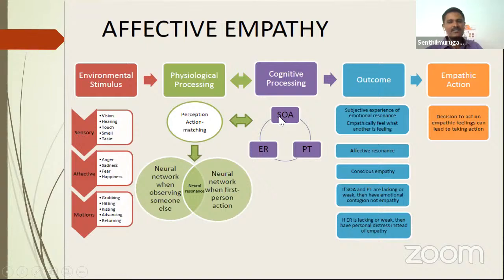SOA means self-other awareness, PT means perspective taking, and ER means emotional regulation. So first, let me explain what SOA, self-other awareness, is. Yes, now it is mirrored.